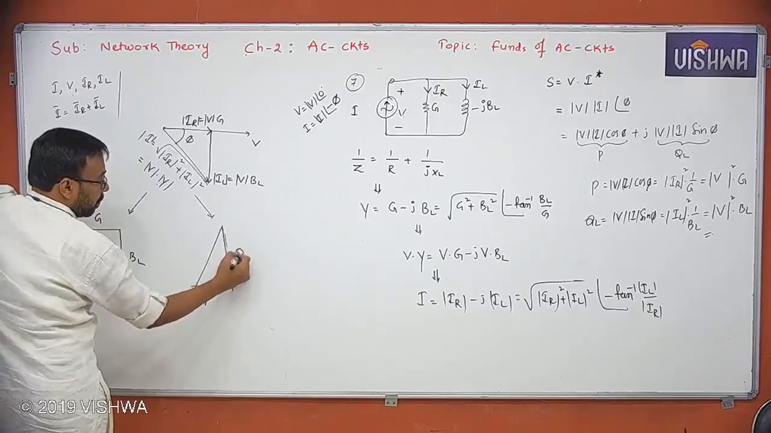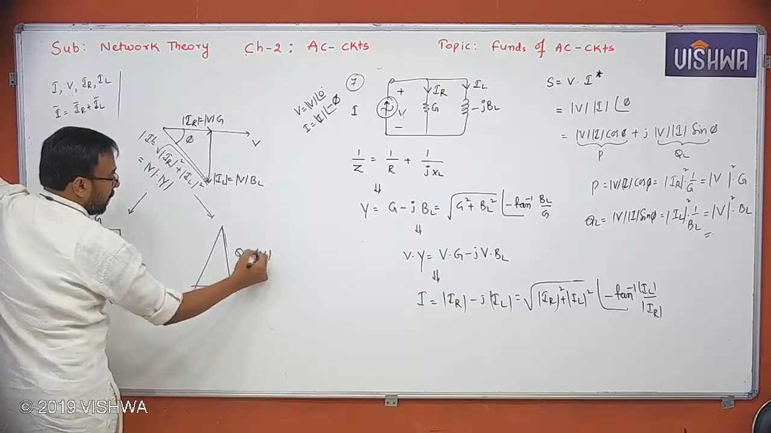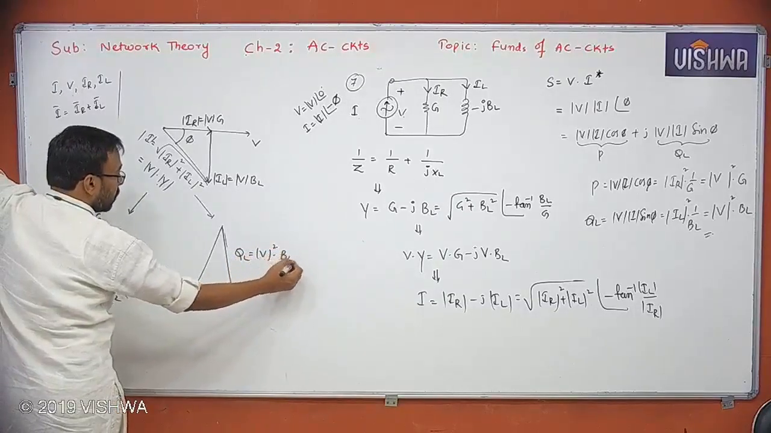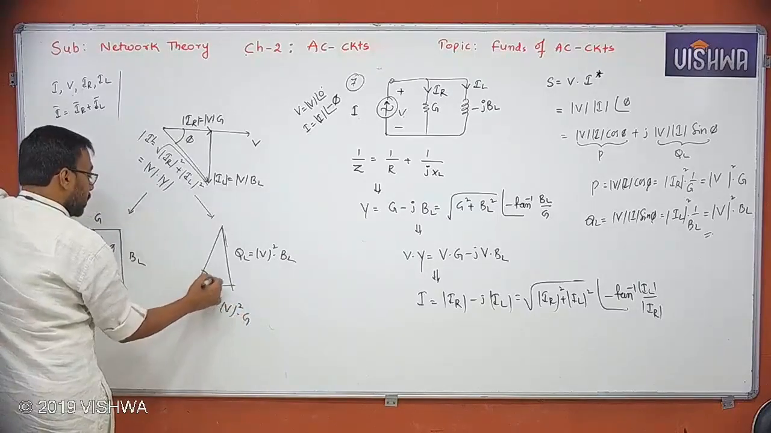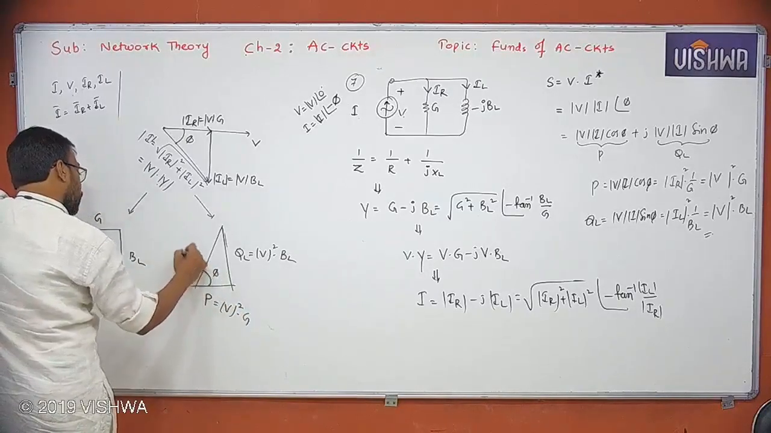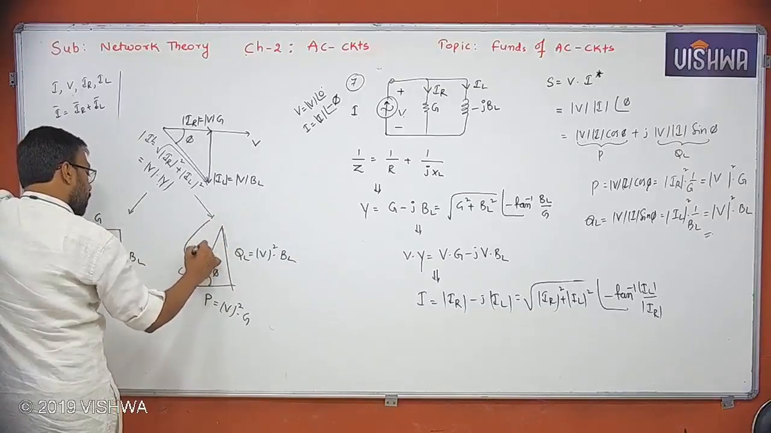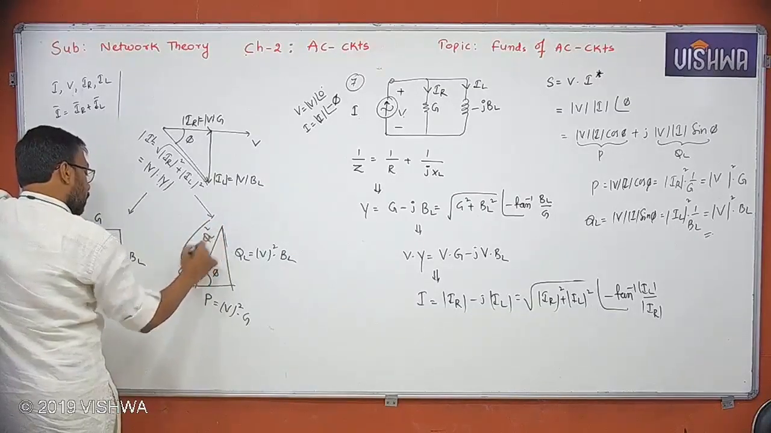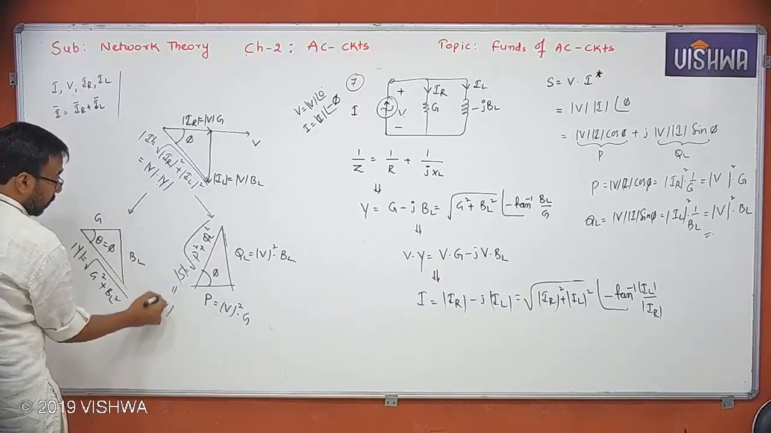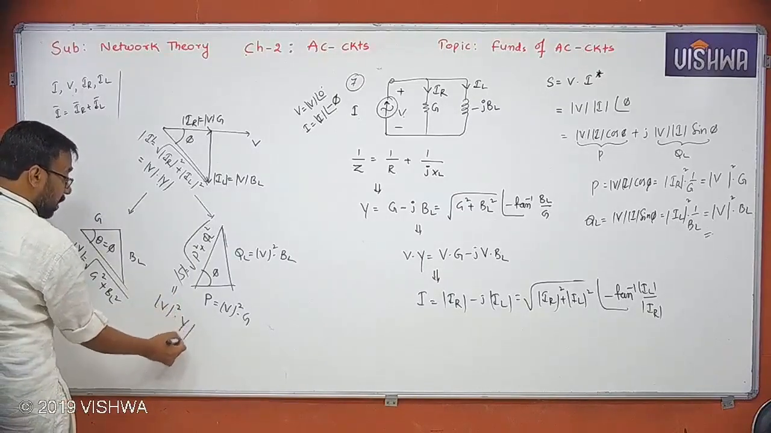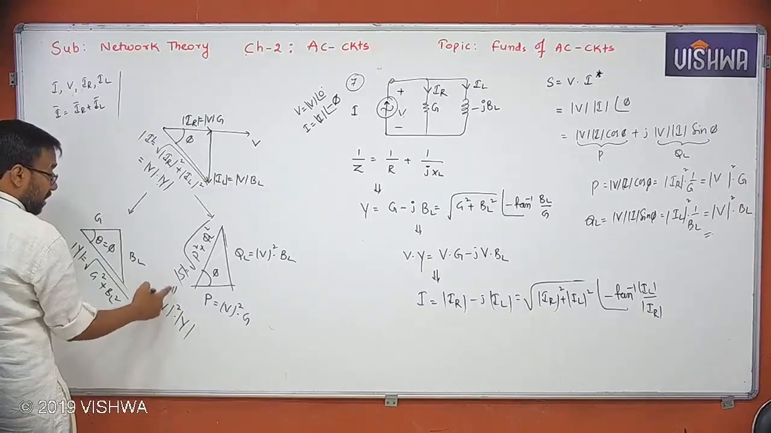P, QL. V square into BL. V square into G. Yes or no? Is angle phi. S is equal to root P square plus QL square. This is magnitude. You can also write this one as V square into Y. Yes, you can write. When you deal with magnitude, this relation is correct.